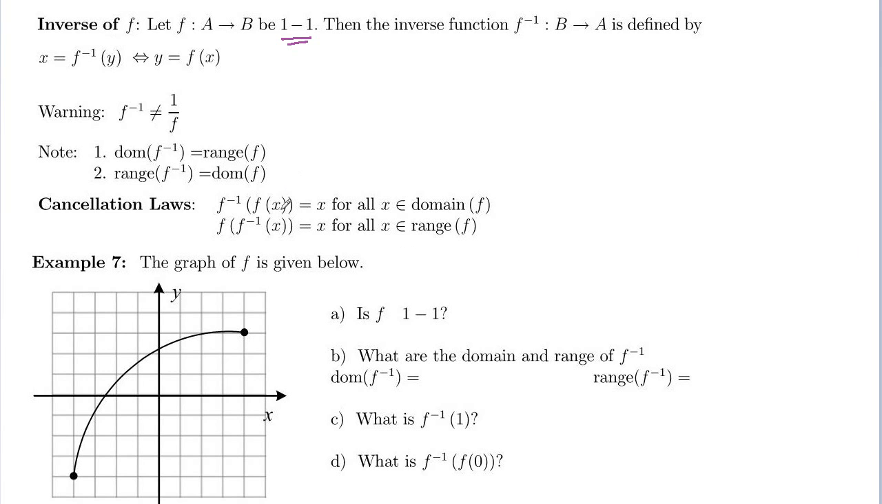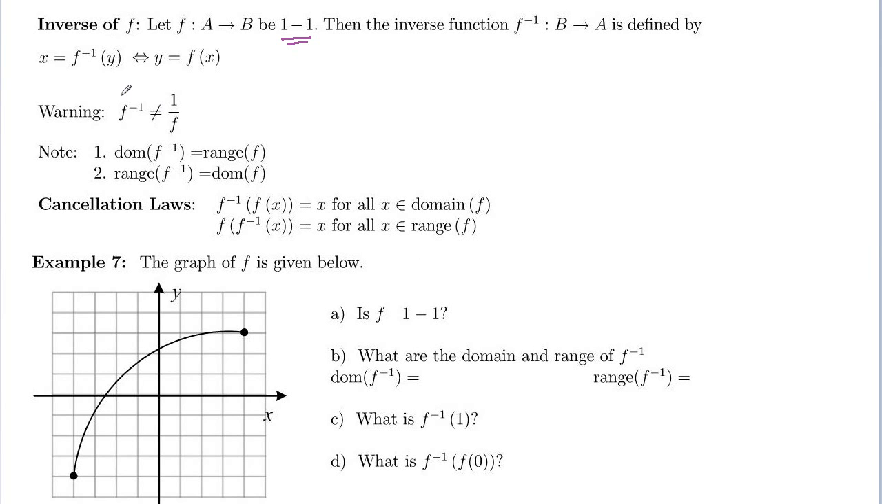So notice what this is saying. You start with x, you apply the function f, you apply the function f inverse, you get back to x. And that's for everything in the domain of f. Start with a value x, apply the inverse function, get that answer, plug it into the original function, you get x back again. So these guys cancel each other out in both orders, and that's why they call them the cancellation laws. So they undo each other. We usually don't actually write the canceling symbol when those cancel each other out, but that's why they call them cancellation laws.